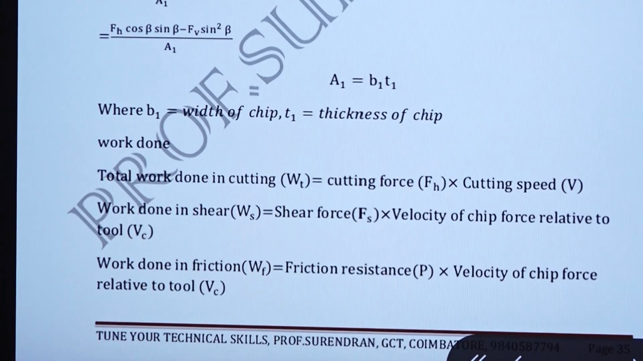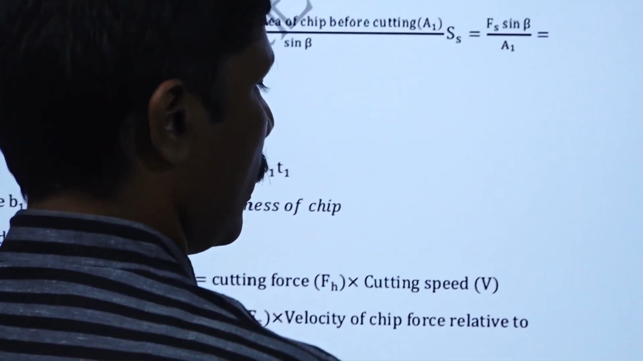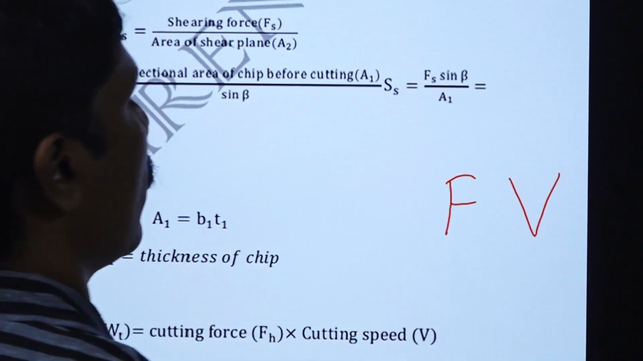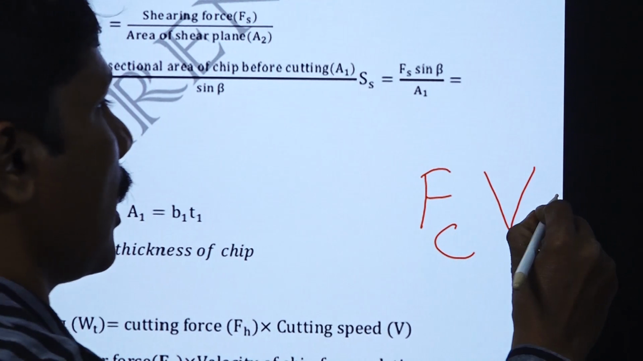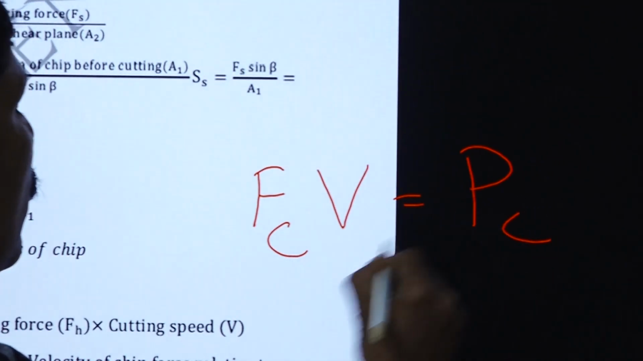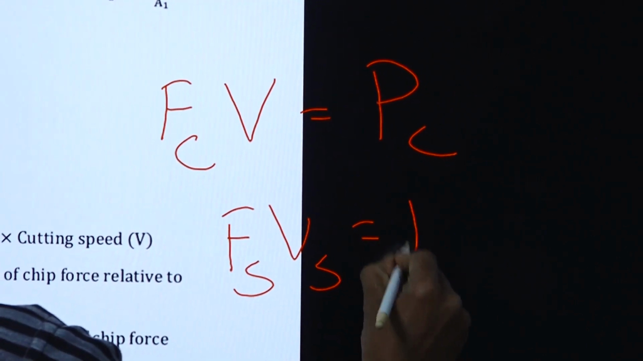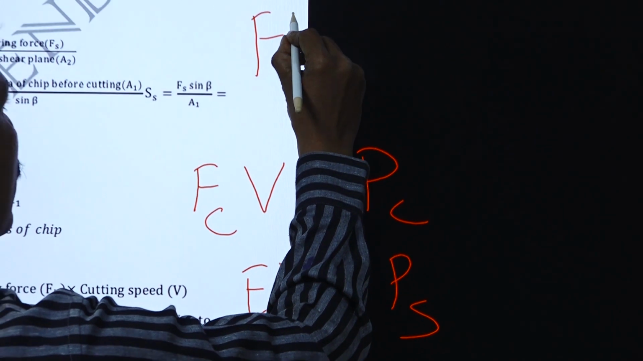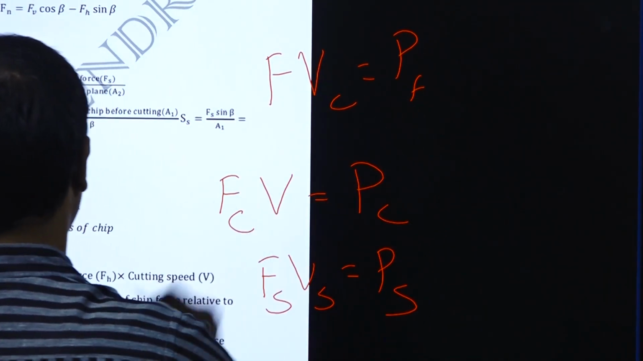So we should know how to calculate the power. The power is nothing but the product of force and velocity. When you multiply the cutting force with the cutting velocity, it is called cutting power. When you multiply the shear force with the shear velocity, it is the shear power. When you multiply the friction force with the velocity of the chip, it is the friction power.